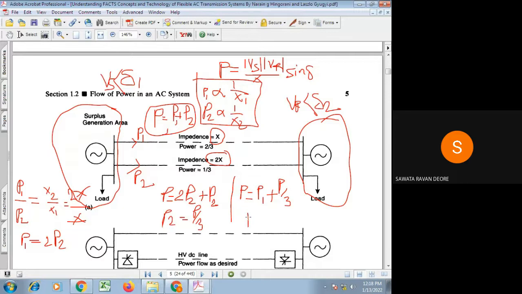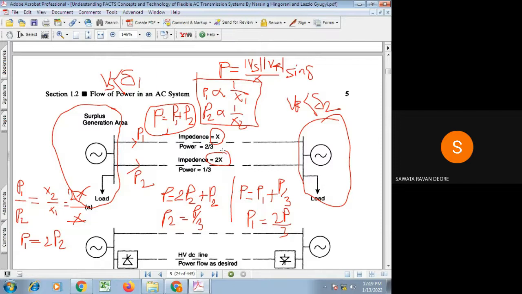So if we solve this, we will get P1 is equal to 2P by 3. Whatever power exchange will be there between this region and this region, that is P, and that is shared among these two transmission lines: P1 will be 2/3 of that P and P2 will be 1/3 of that P. That is because one line is having reactance X and another line is having reactance 2X.